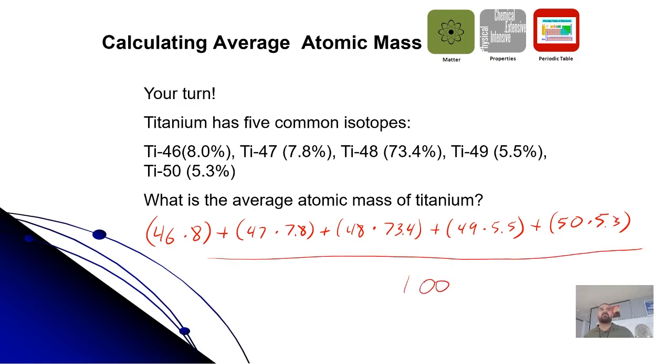So what's the range for our answer in this one? Our answer has to be between what two numbers? 46 and 50. If it's outside that range, your answer is no good. Now, a majority of our isotope is going to be 48. So what should our answer be very close to? It should be very close to 48. So it could be under, it could be over, but it should be very close to 48.